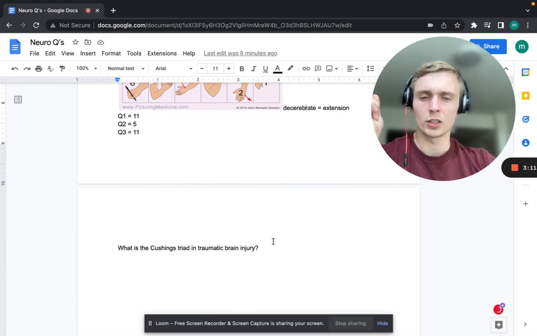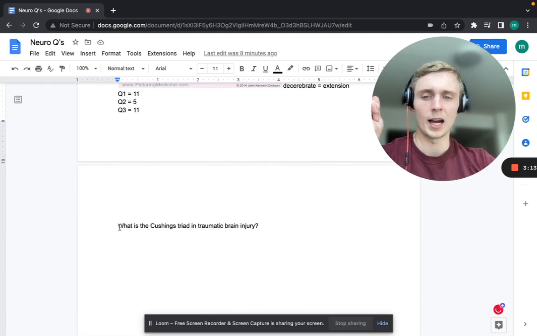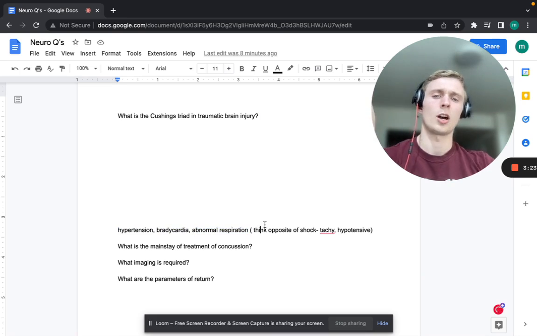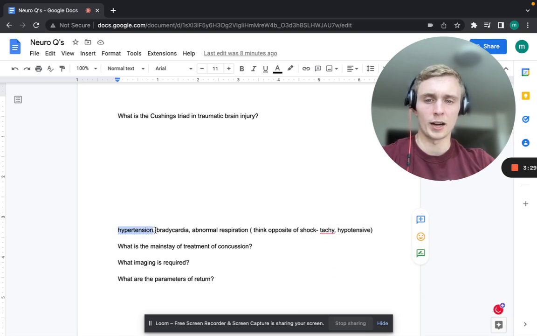Okay, next one. What is the Cushing's triad in TBI? So what is the Cushing's triad in a traumatic brain injury? That's going to be hypertension, bradycardia, and abnormal respiration. So think about it as the opposite of septic shock, where it's hypotensive and tachycardic. This is hypertensive and bradycardic with abnormal respirations. And that's the Cushing's triad in a TBI.